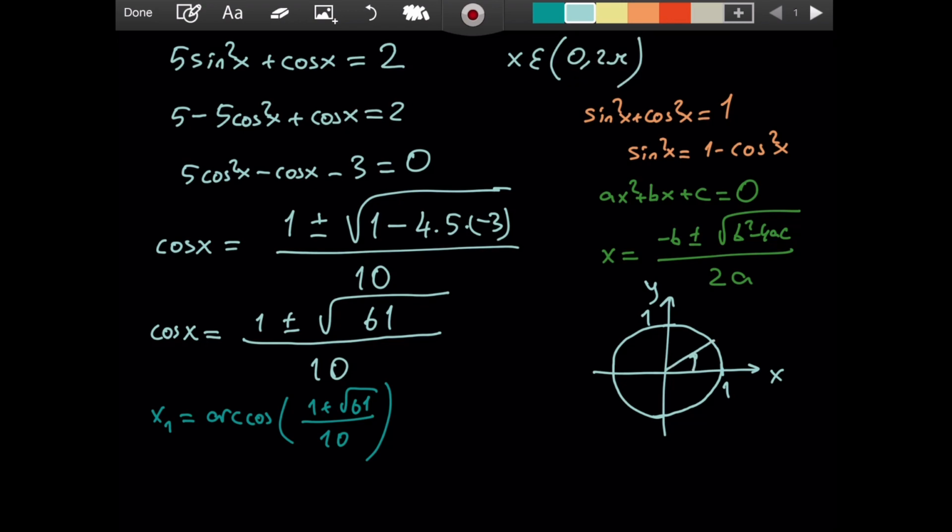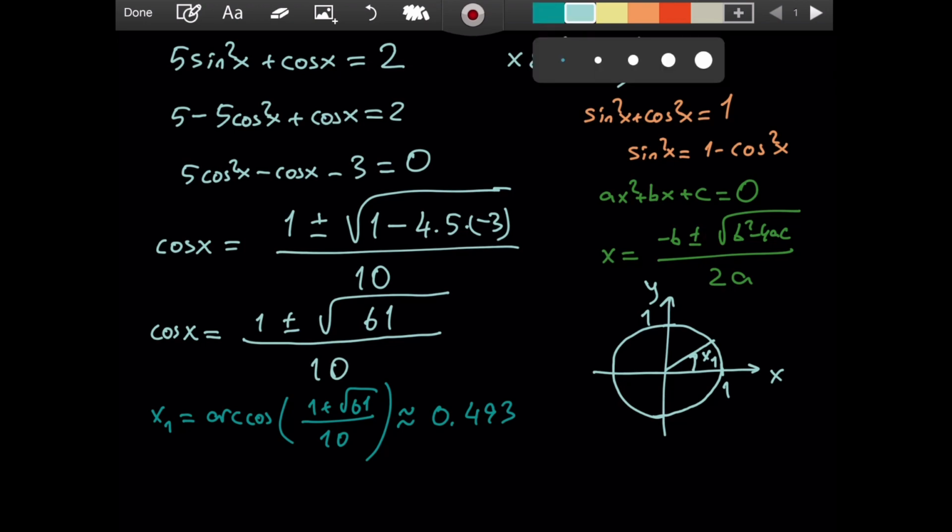Who knows? x1. And in fact, I already calculated what x1 is using a calculator. It is going to be approximately 0.493 radians. So it is in fact in the first quadrant because it is less than pi over 2 and it is greater than 0.